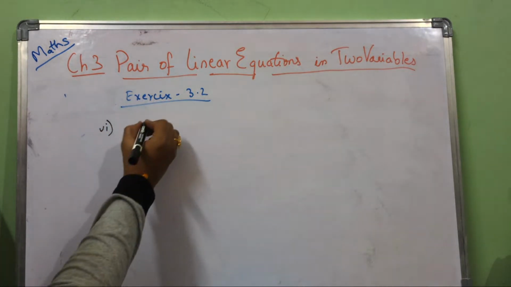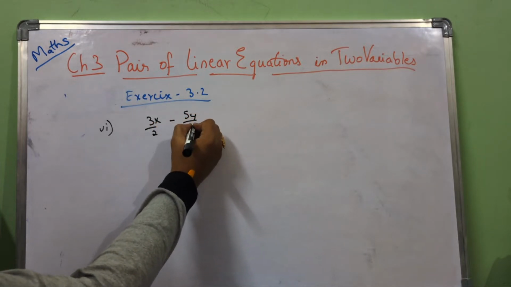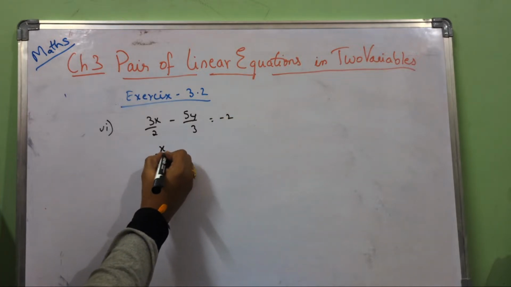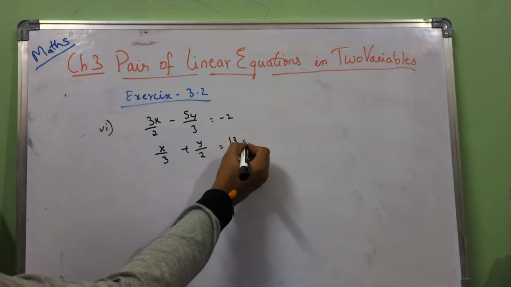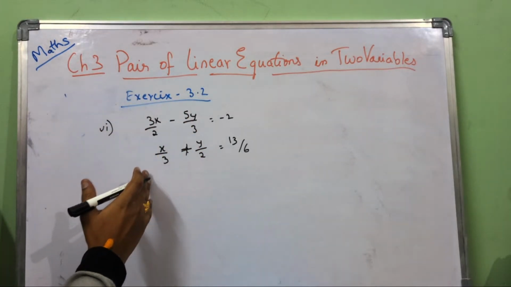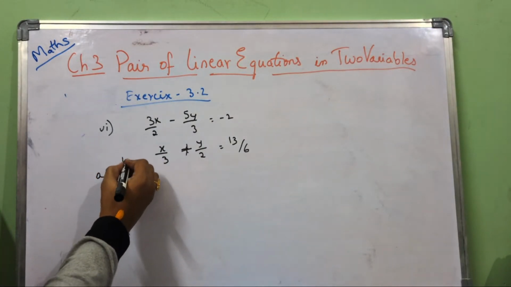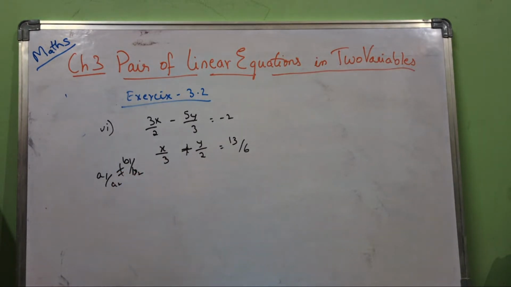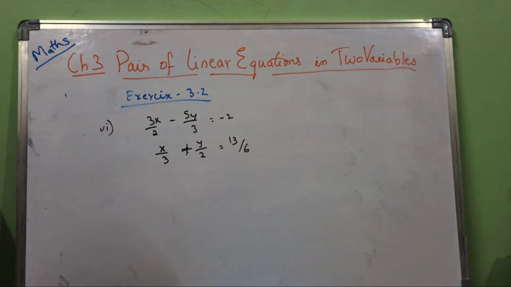The sixth part is 3x by 2 minus 5y by 3 equal to minus 2. The second one is x by 3 plus y by 2 equal to 13 by 6. So here also, the first thing itself, we have a sign change. Here both are positive, but here one is positive, one is negative. Then definitely a1 by a2 is not equal to b1 by b2. So what's the indication? These are intersecting lines which have only one solution. Let's move on to get the solution.